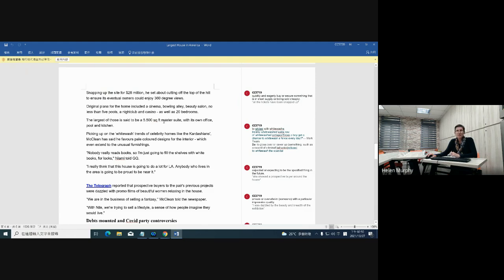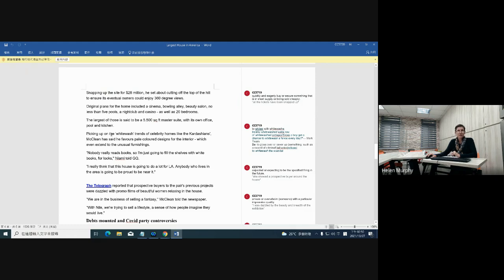This means the master bedroom. And we talk about a master suite if it also has generally an ensuite. So a master bedroom plus walk-in wardrobe plus bathroom would be a master suite. This master suite also has an office, a pool, and a kitchen.